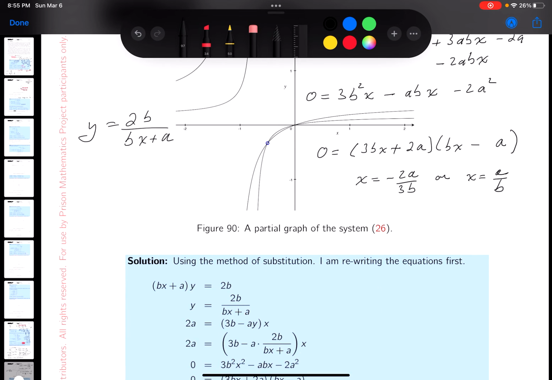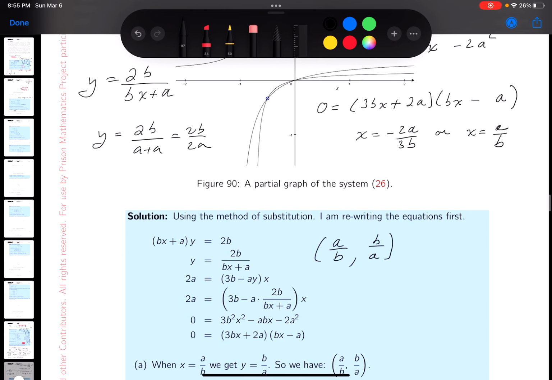Let me write this down. So I'm going to do the easy one first, which is a over b. That's what the x is. I'm going to plug it in. So what would y be? It would be 2b, and then you'd get a plus a. So you get 2b over 2a, which is b over a. All right, so I'm going to say that looks pretty simple.